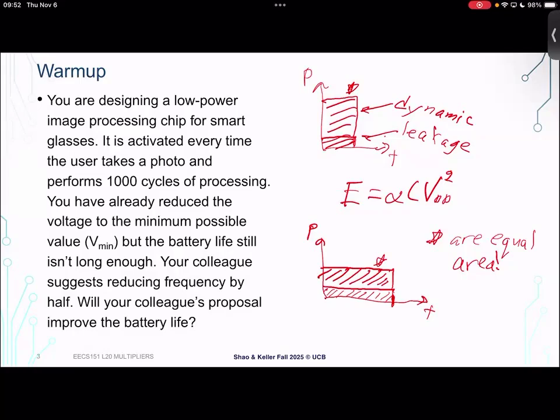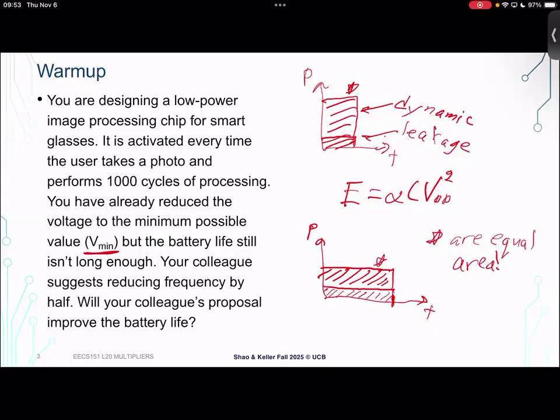So remember what I said on Tuesday, that the difference between energy and power sounds very simple or trivial, but it's actually a really important concept for digital designers. And this is a kind of a classic mistake. It's like, oh, I want to make my battery go longer, I'll just slow it down. But unless you also decrease voltage, slowing down doesn't help your battery life. And in this case, we were told that we can't decrease voltage because we're already at the minimum voltage.